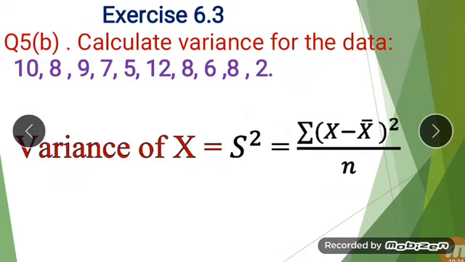Here we have question number 5, part B. Part A is the same as question number 4, where you are supposed to calculate standard deviation, so that is left for your homework. Now we have to calculate variance for the data. It's also ungrouped data because frequency is not given. So here is the formula for variance. Here there will be no square root; it will be with square.